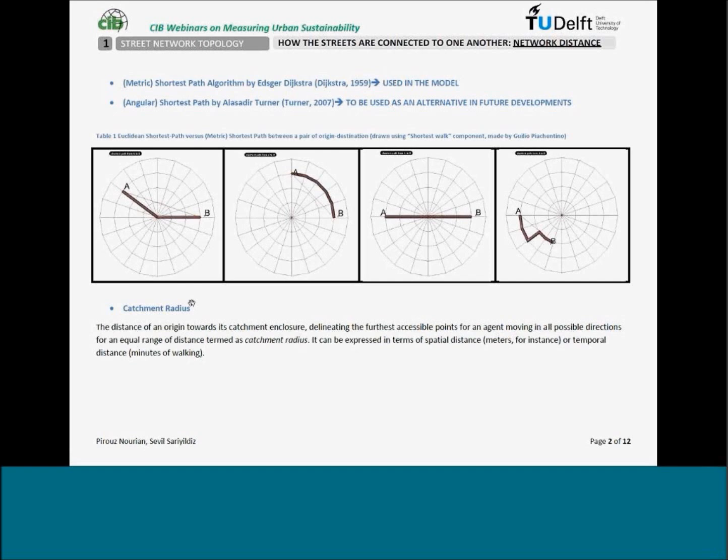And according to this definition, we can have another definition as catchment radius. This actually brings about the other definition, which is the range of distance that could be traversed in all possible directions from a given point. It is called radius because the catchment enclosure will be a circle in case we take the Euclidean distance or the straight line distance between points.